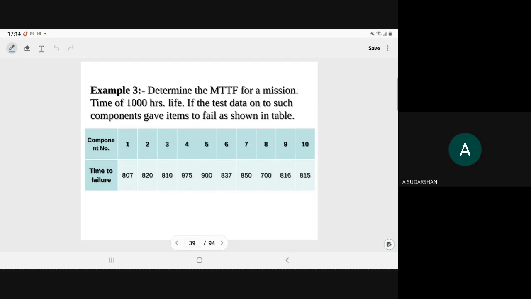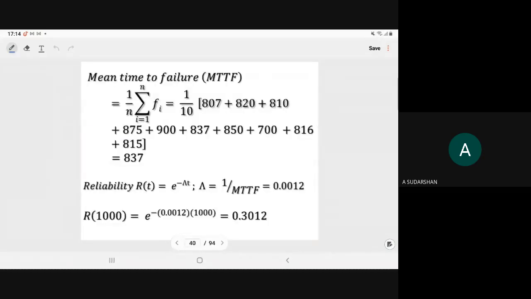So from the time to failure, you can easily compute the mean time to failure, commonly known as the MTTF. MTTF is the arithmetic mean of the time to failure, so 1 upon n summation of f_i. So 1 upon 10 into (807 plus 820 and so on), and it will come to 837. So 837 is the mean time to failure, meaning the average of the time to failure.